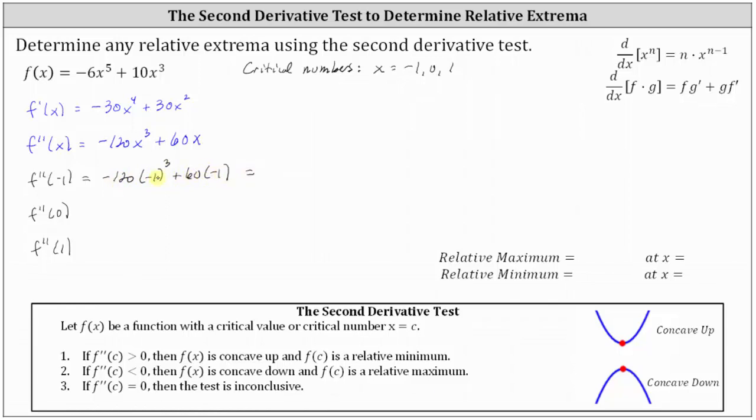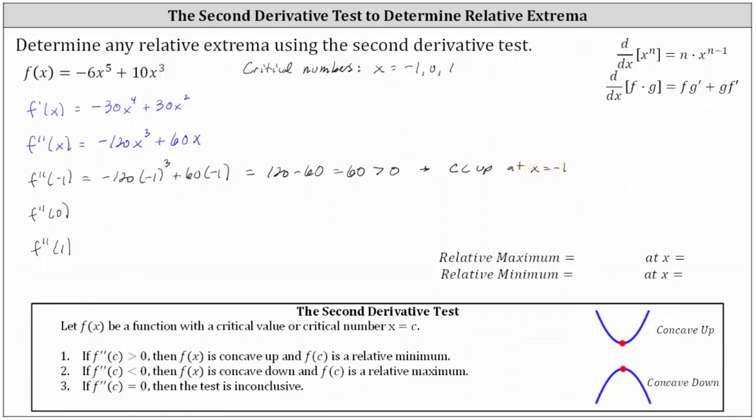Simplifying, we have the cube of negative 1, which is negative 1. Negative 120 times negative 1 is positive 120. And then plus negative 60, or just minus 60, which equals positive 60. So because f double prime of negative 1 is greater than 0 or positive, the function is concave up at x equals negative 1.